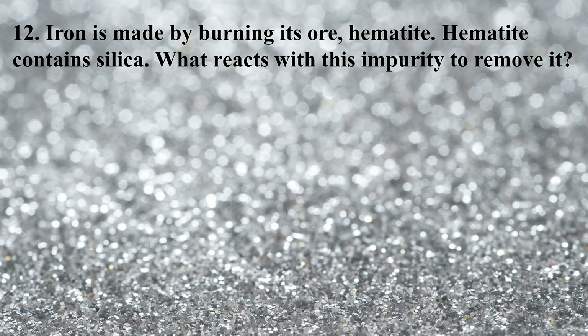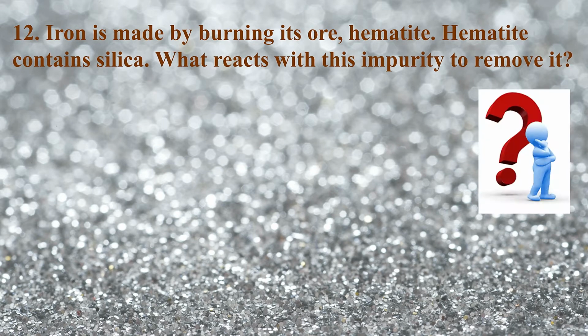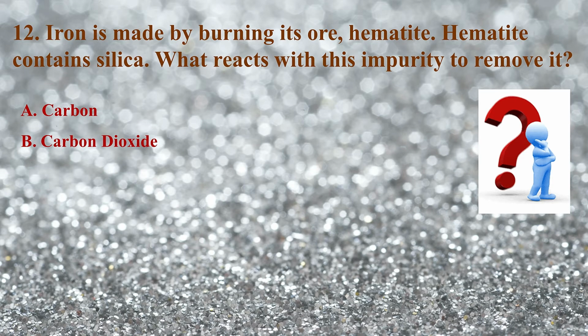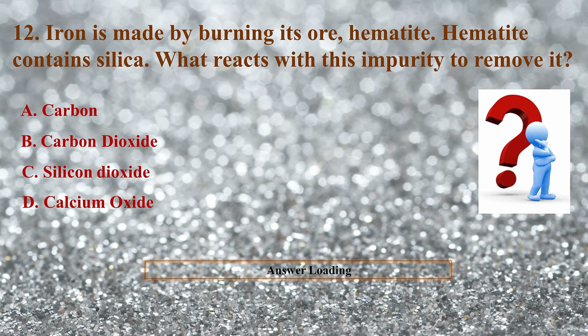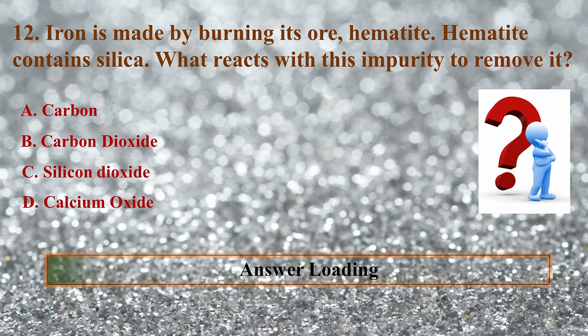Next question is number 12. Iron is made by burning its ore hematite. Hematite contains silica. What reacts with this impurity to remove it? Silica has to be removed during this process. So what is the thing which will react with this silica? Option A is carbon. Option B, carbon dioxide. Option C, silicon dioxide. And option D, calcium oxide. Your time starts now.